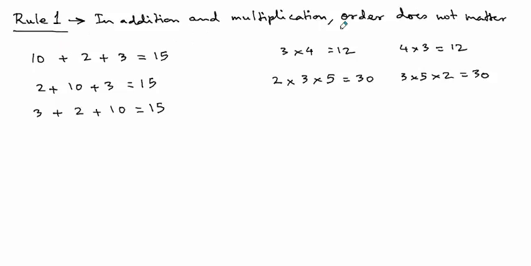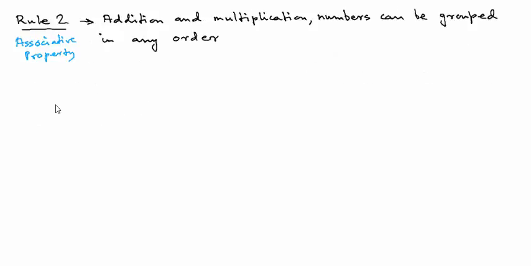Rule 1, in addition and multiplication, order doesn't matter, is also called the commutative property of addition and commutative property of multiplication. Okay, so back to the associative property. What does it tell us? It tells us that you can group numbers in an addition or a multiplication sentence in any way.